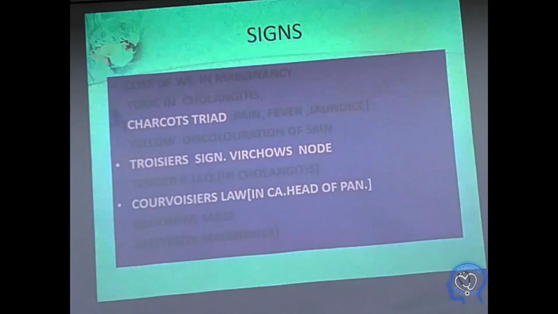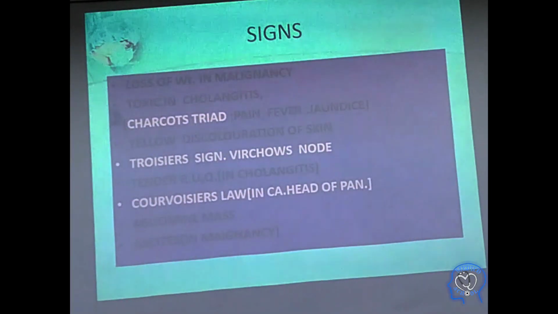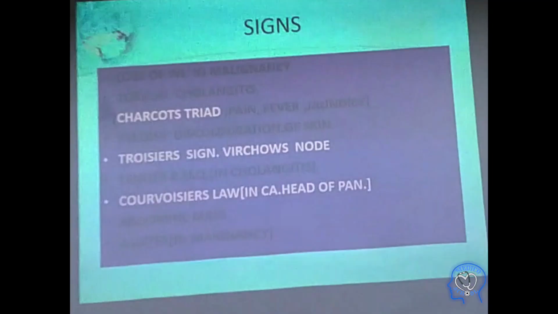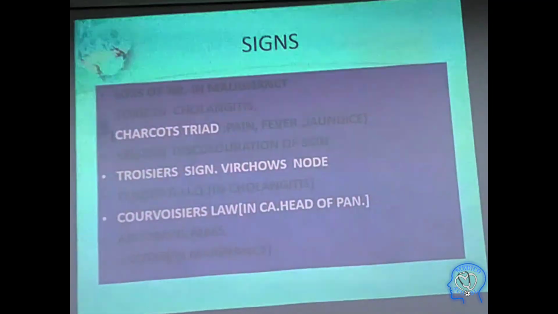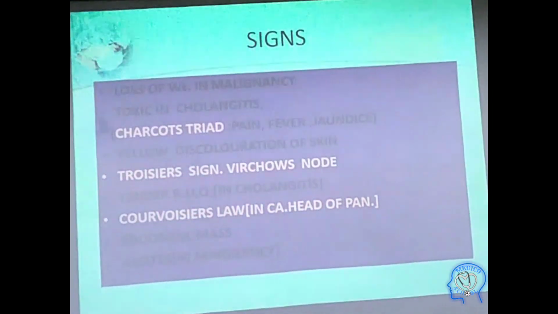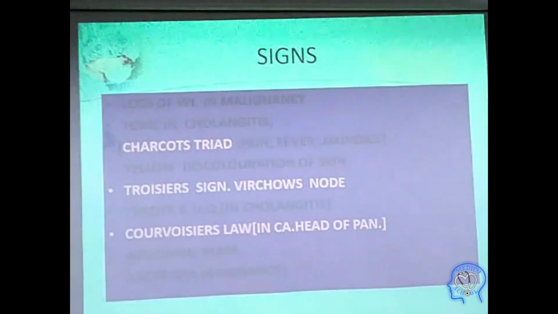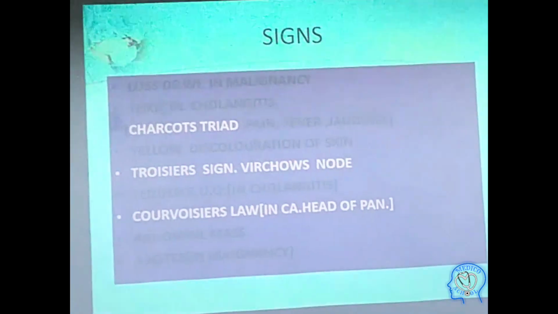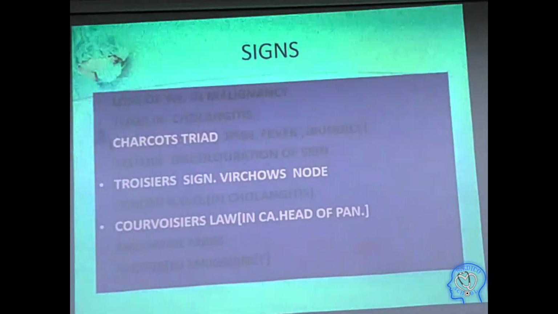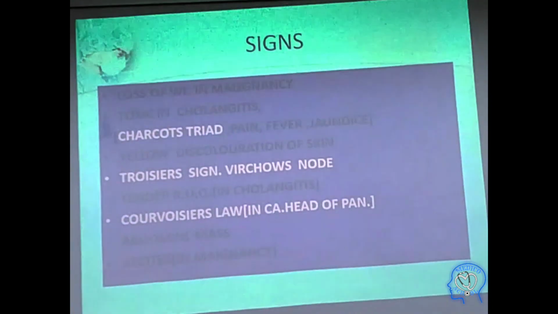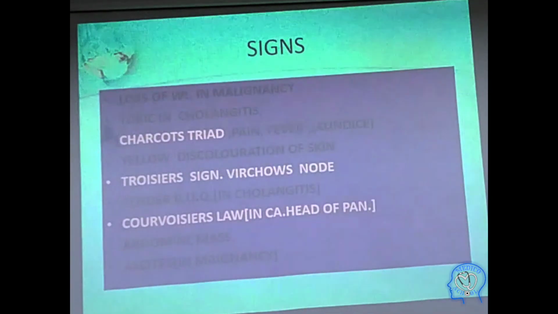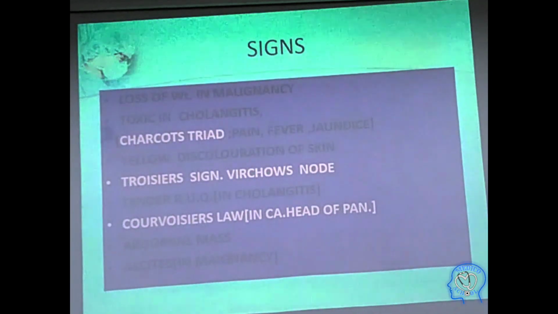Again, these are the signs: loss of weight which is in malignancy, and the patient may have fever in cholangitis, and there is Charcot's triad which includes pain, fever, and jaundice, yellowish discoloration of the skin, and Virchow's node. Here we can see the Virchow's node in the left supraclavicular region. That node is called Virchow's node, and the sign is called Troisier's sign. And there might be tenderness in the right upper quadrant region.